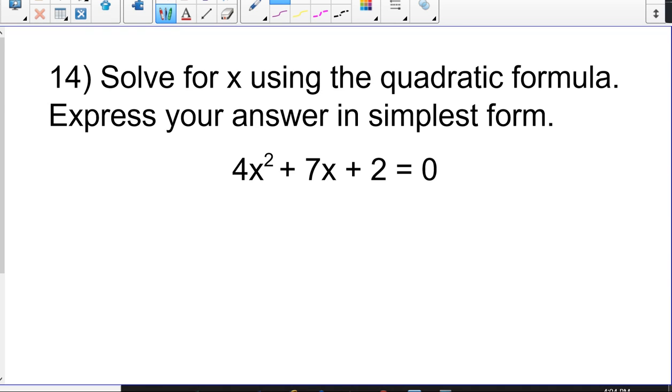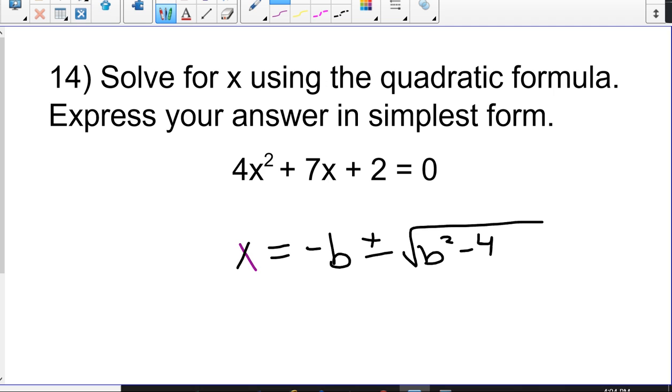Solve for x using the quadratic formula. Express your answer in simplest form. Okay, so we need to use the quadratic formula. x equals negative b plus or minus the square root of b squared minus 4ac, and all of that gets divided by 2a.